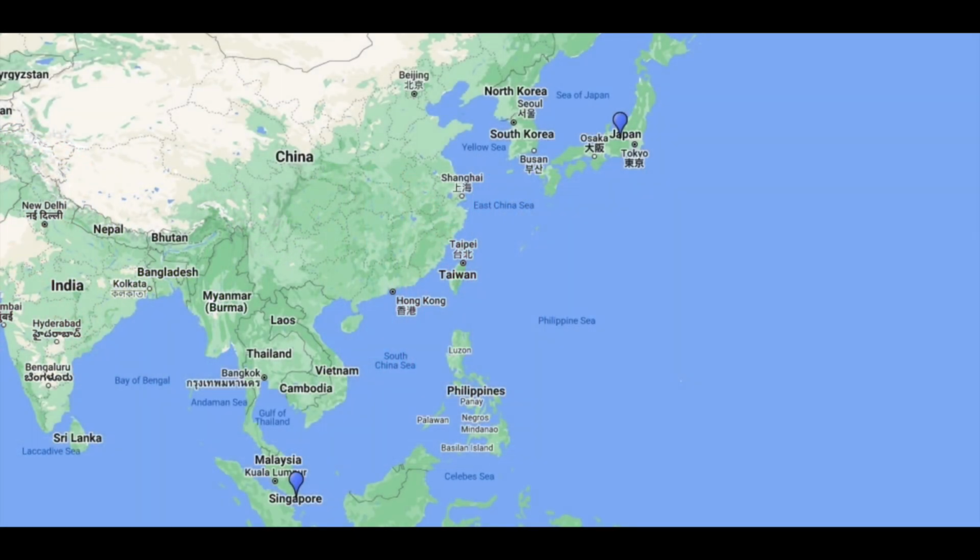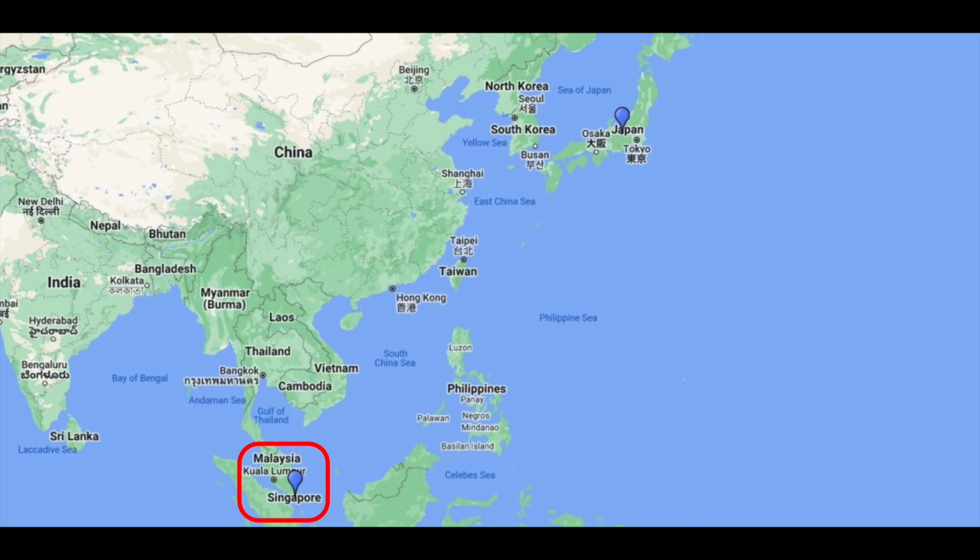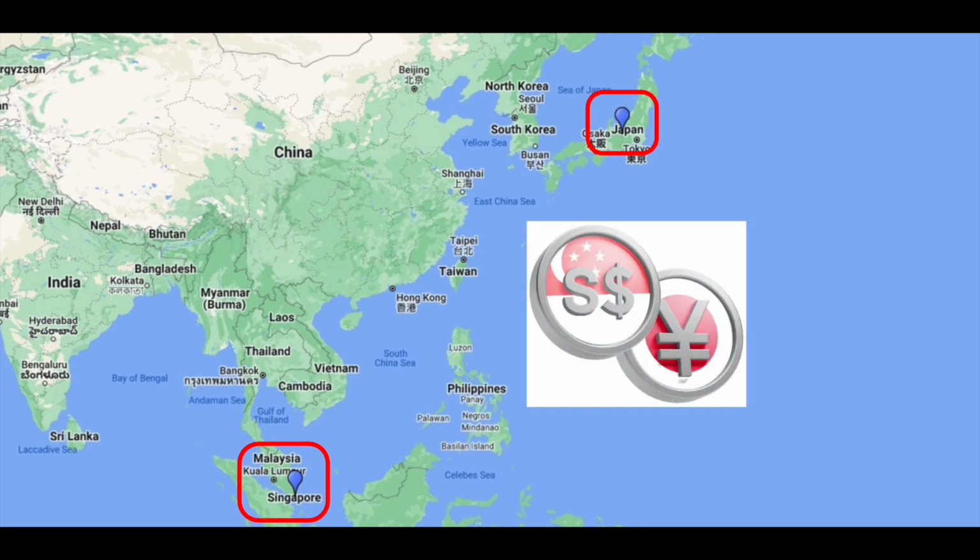We'll be looking at something a little different this week. The Singapore dollar against the Japanese yen. So, two Asian currencies. I don't think we've done this one yet, so let's see what we can see.